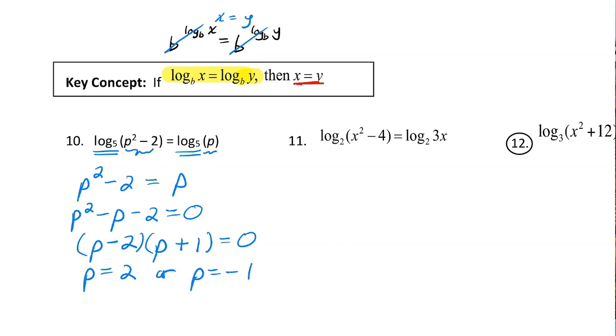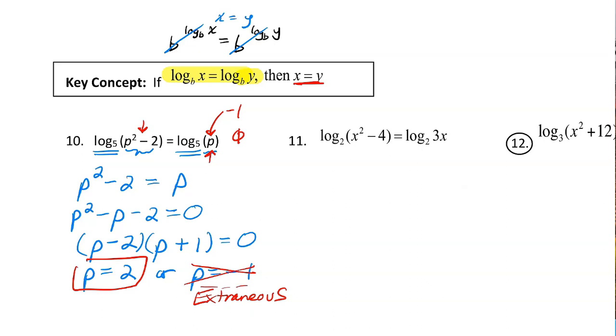Are either of these extraneous? The concern would be here. If you plug negative 1 into here, that would be undefined. So really this negative 1 is extraneous. The positive 2, however, when you plug it into either one, you're going to get log of a positive number. So you only have one answer, p equals 2.